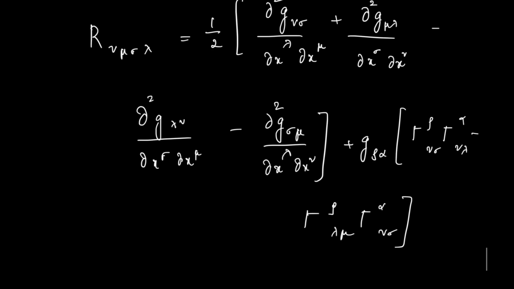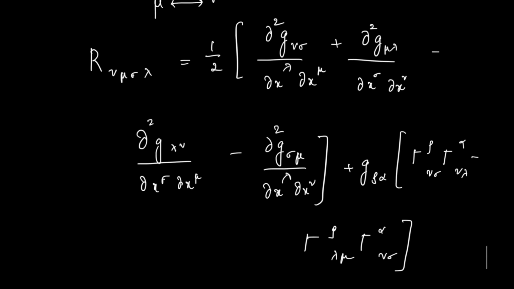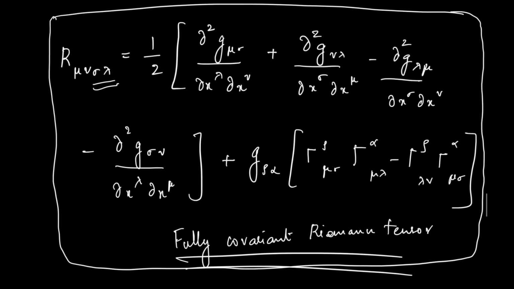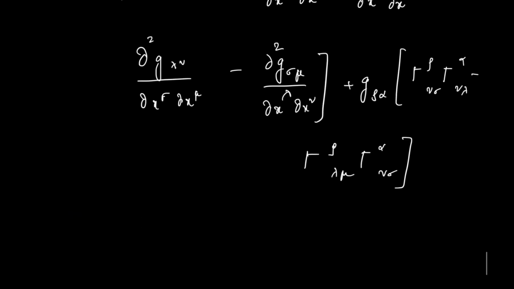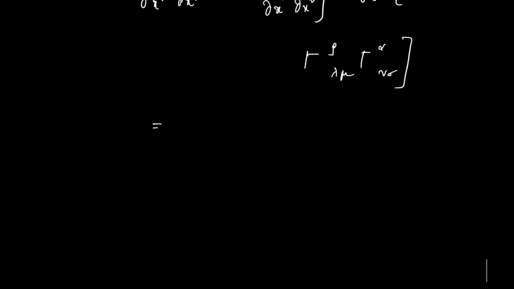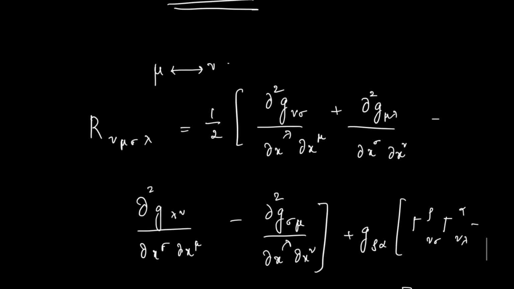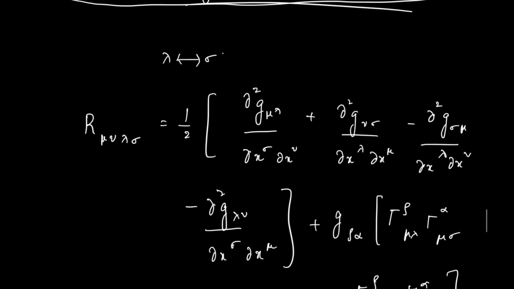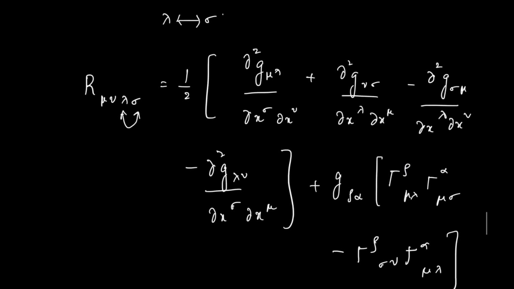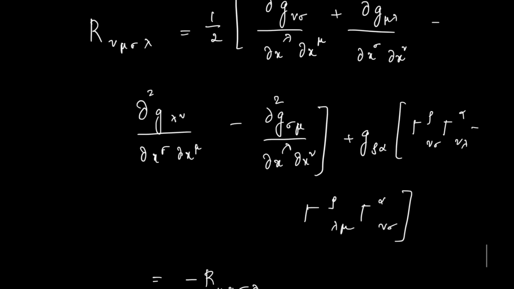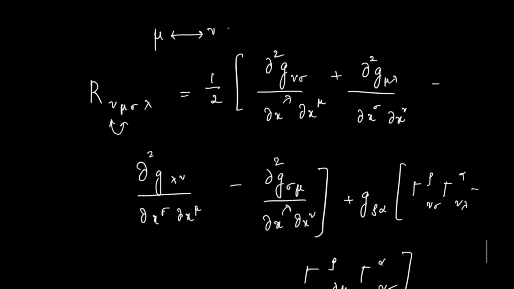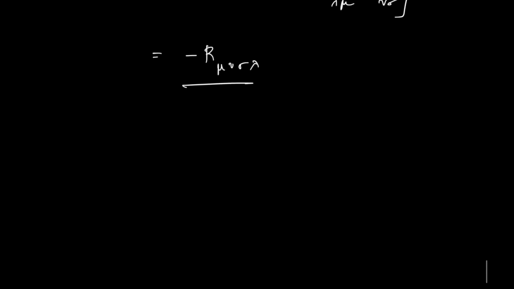Okay. Now if I compare this equation with the original equation for fully covariant Riemann tensor, then this is equal to minus R mu sigma lambda. So if I interchange last two indices, then I am getting negative. If I am exchanging the first two indices, then also I am getting negative.